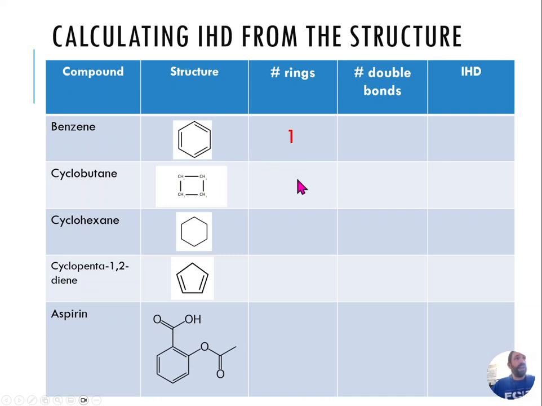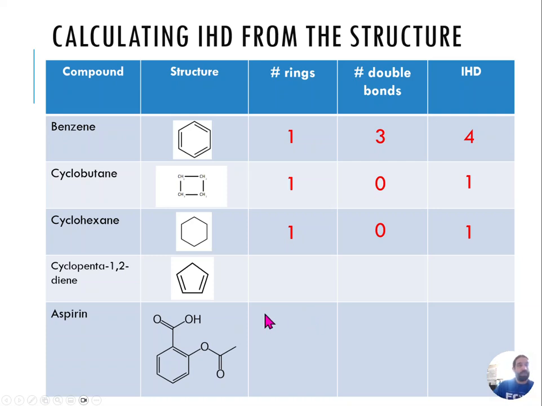So in benzene, we have 1 ring, and we'll talk about this more in Unit 3, sort of 3 double bonds for an IHD of 4. If we look at cyclobutane, there's 1 ring and 0 double bonds, so cyclobutane has an IHD of 1. If we look at cyclohexane, same deal as cyclobutane, there's 1 ring but no double bonds, so it has an IHD of 1. I recommend you take a moment, pause the video, and see if you can work out the IHD for the last 2.